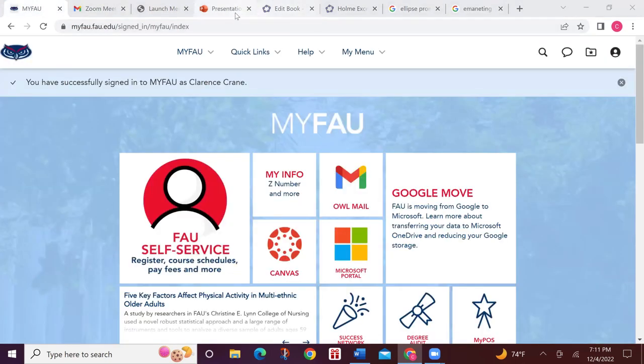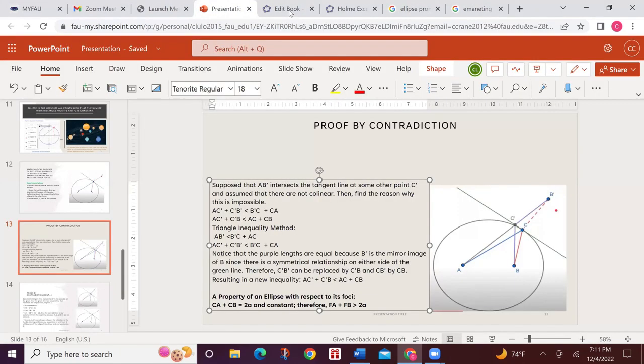Can you see my screen now? Yes, I can. Okay, great, perfect.